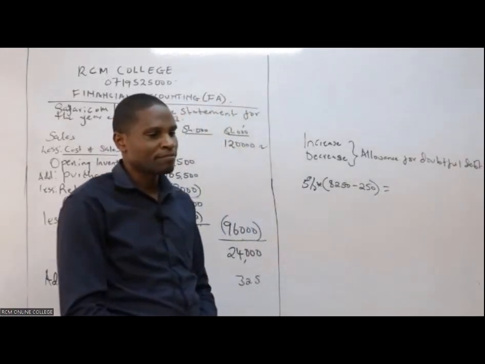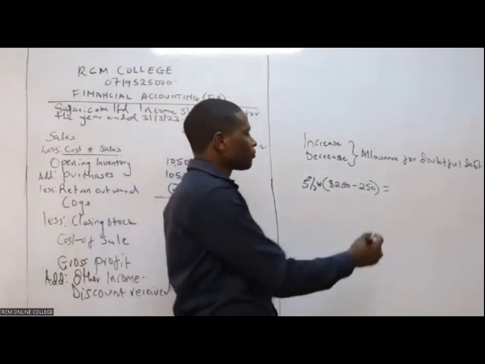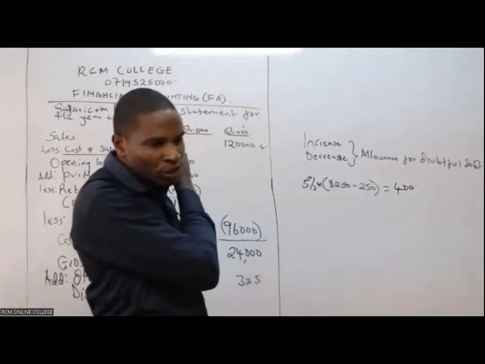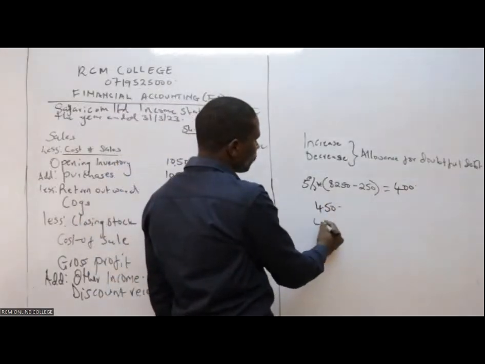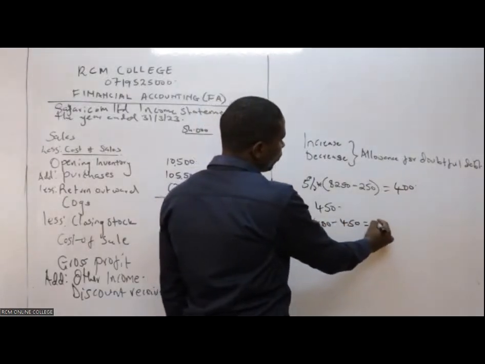5% of 8,000 is 400. And the provision was for 450. If you look at the provision, it was for 450. So it will be 400 minus 450, which will give you minus 50.